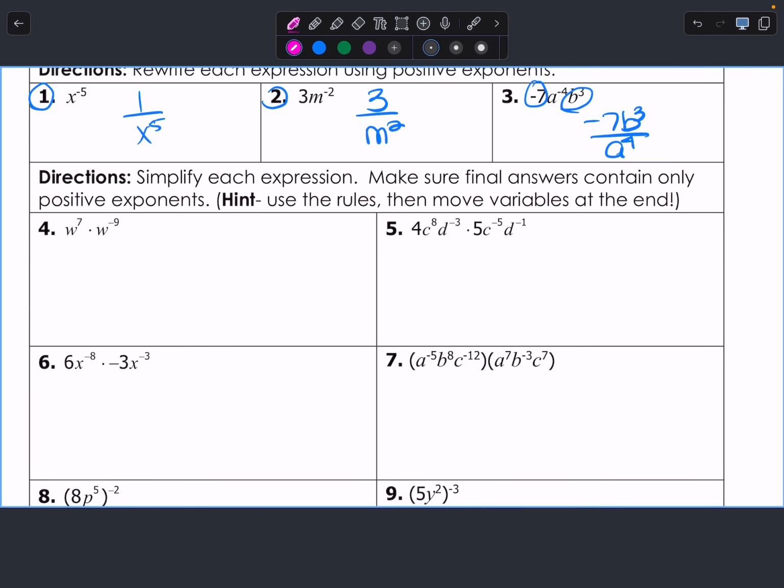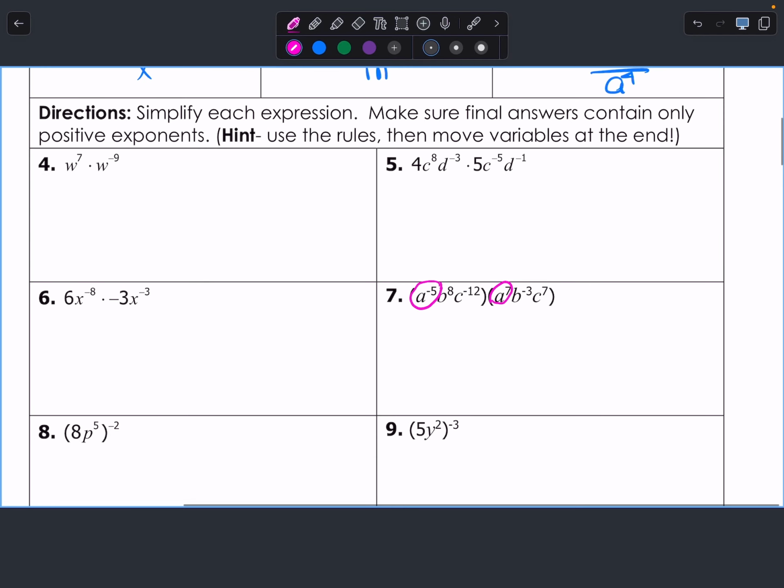I'm going to do some combining with multiplication. So I have my a to the 5th and my a to the 7th. So I have a to the -5 plus 7.